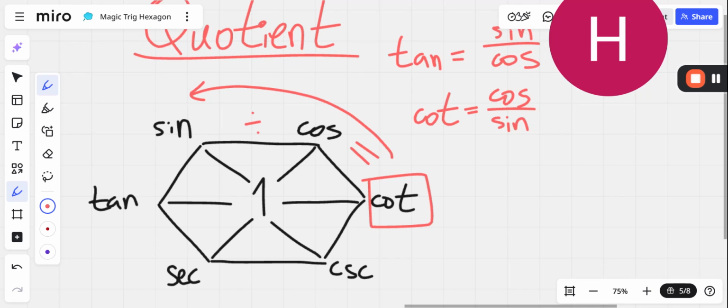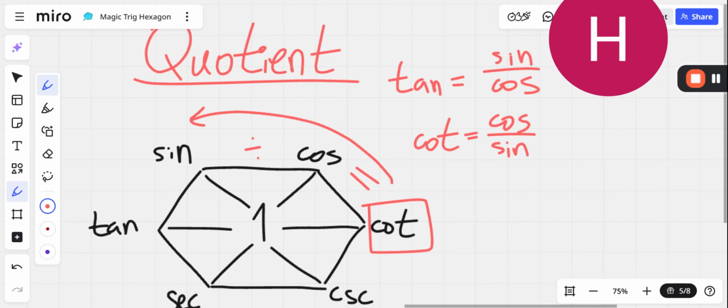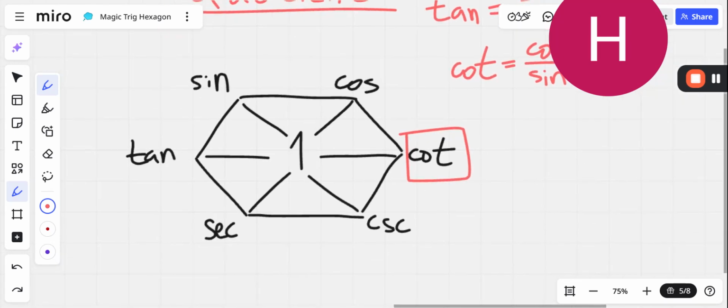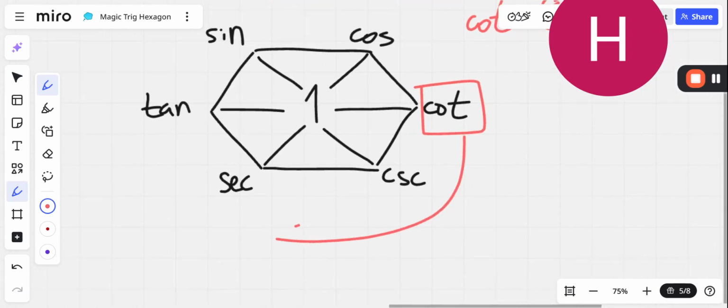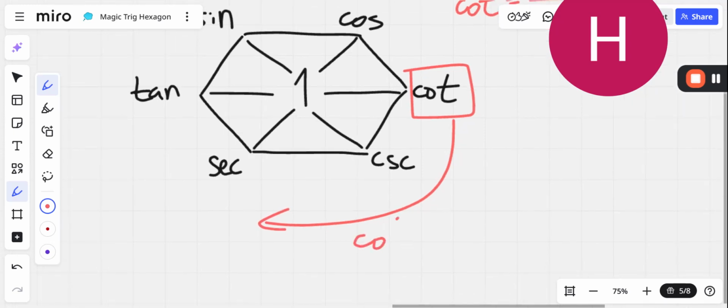But I said there are 12 identities that are quotient identities. That's because the beauty of this setup is you can start anywhere you'd like. Let's start at cotan, and you can go in whichever direction you'd like. You can go counterclockwise, like we did for cosine over sine, or you can go clockwise, which means that cotan is also equal to cosecant over secant.